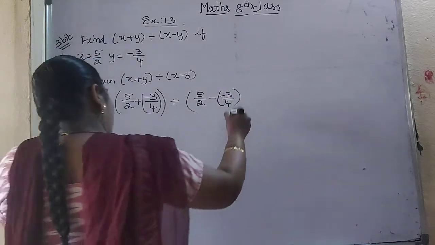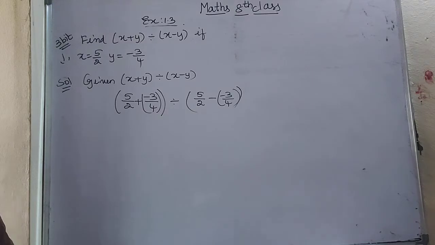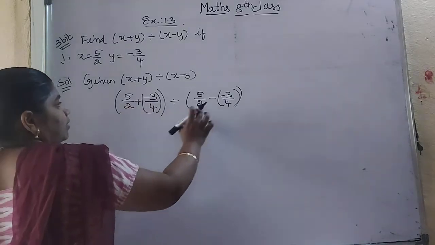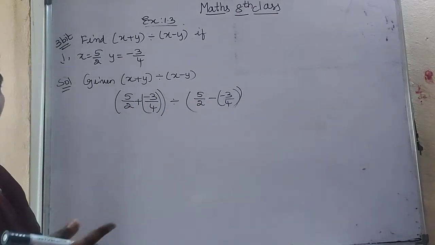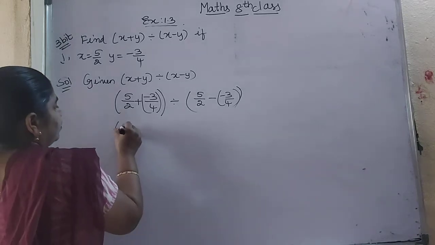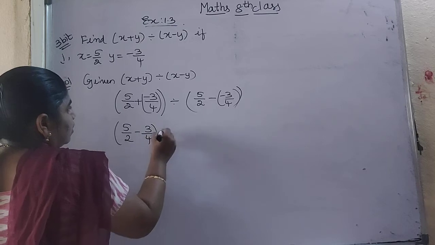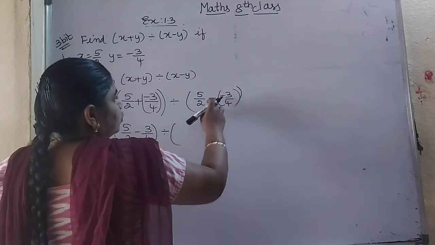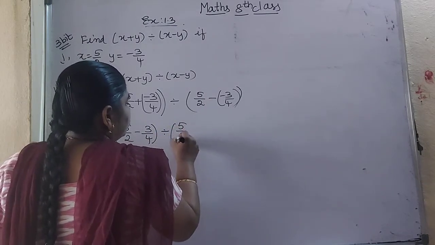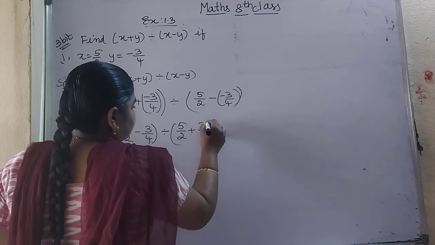First convert the double signs into single signs. Here you are seeing a double sign, and here also a double sign. Converting into single signs, 5 by 2 plus into minus is minus 3 by 4, divided by, here minus into minus will be plus, so 5 by 2 plus 3 by 4.